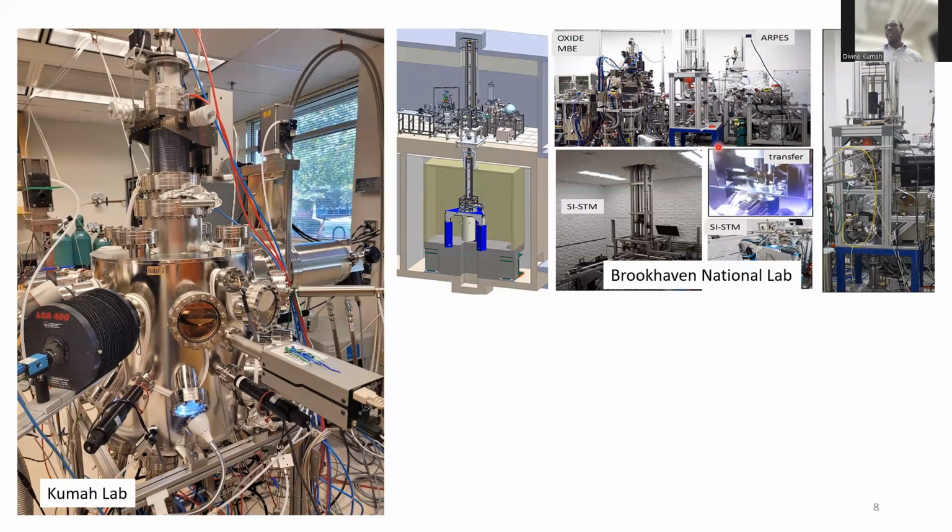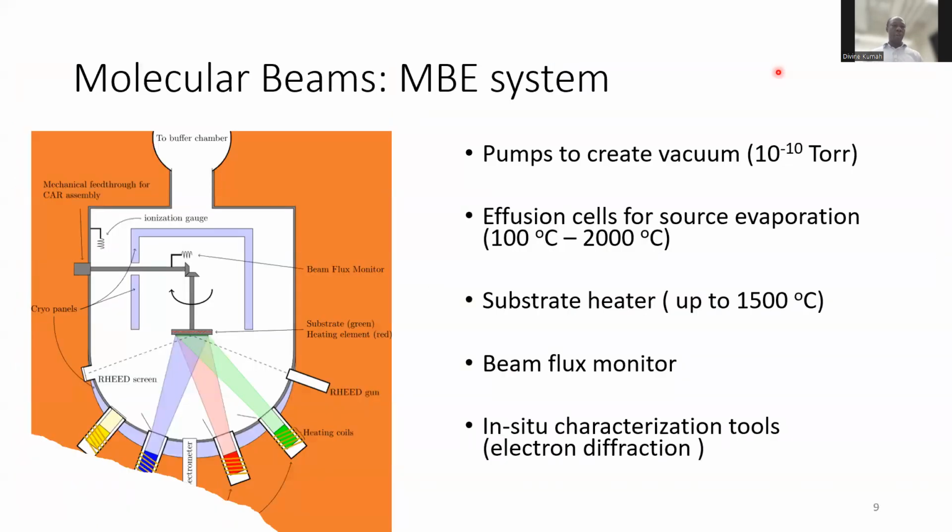And the whole point here is to allow you to grow your material without taking it out into the atmosphere so that it doesn't get contaminated. You can perform a lot of these high resolution spectroscopy and characterization techniques. So going now to the nuts and bolts, this is the primary, the main structure of an MBE system.